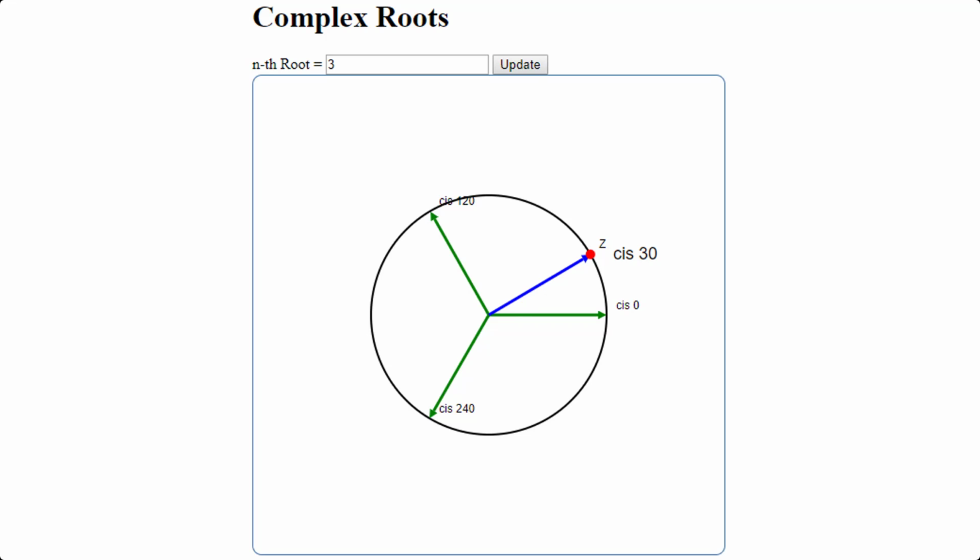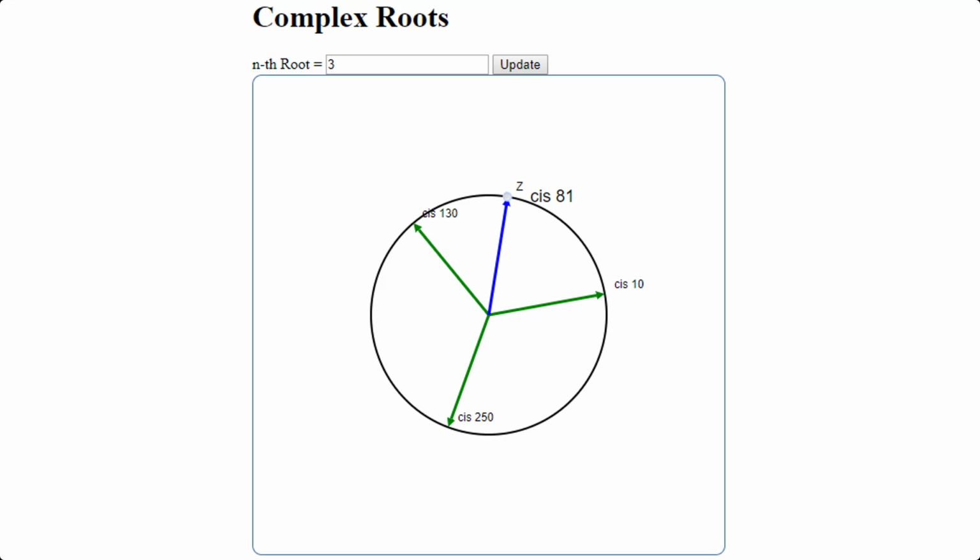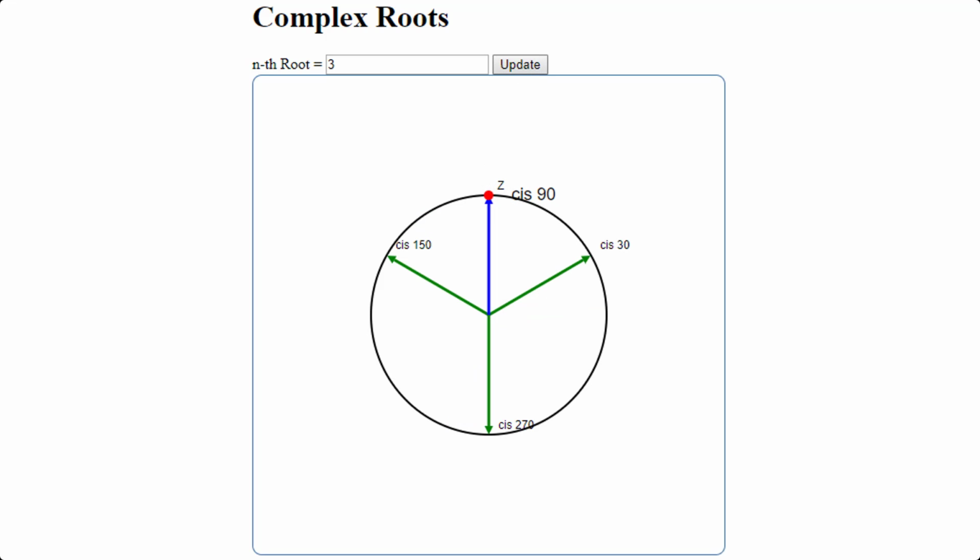So if I hit update, it's going to calculate the 3 roots for that particular value. The 3 roots are CIS 10, CIS 130, and CIS 250. If you'll notice, all 3 of those roots divide that unit circle into 3 equal portions. No matter what your initial number is, let me put it at 90, that will always be the case.